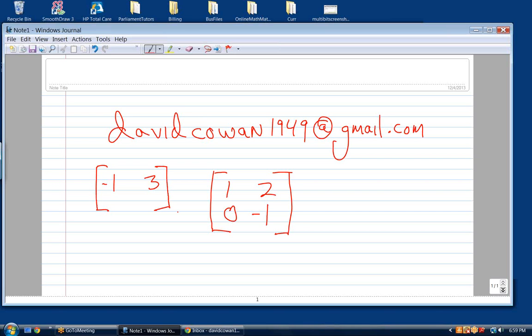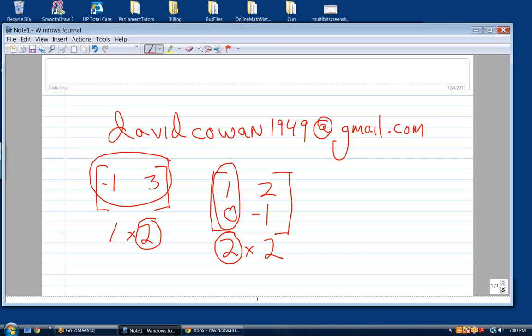Yeah. Okay. The way matrices work is you can only multiply it if the number of rows of this matrix is the same as the number of columns of this matrix. Right. This matrix is a 1 row by 2 column. This matrix over here is a 2 row by 2 column. Right. So as long as these are the same, we can multiply them.